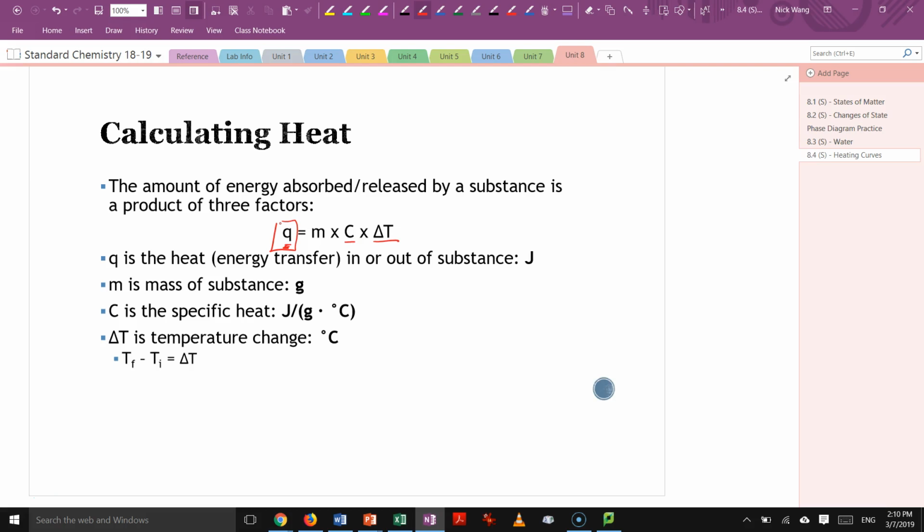So you have these three terms. You can see it's all broken down. Q is that amount of energy transfer, and that's going to be in units of J. Mass, M, no problem there, grams. C is in joules per gram Celsius. We just covered that in the previous slide. And then delta T is that temperature change, which will be in degrees Celsius.